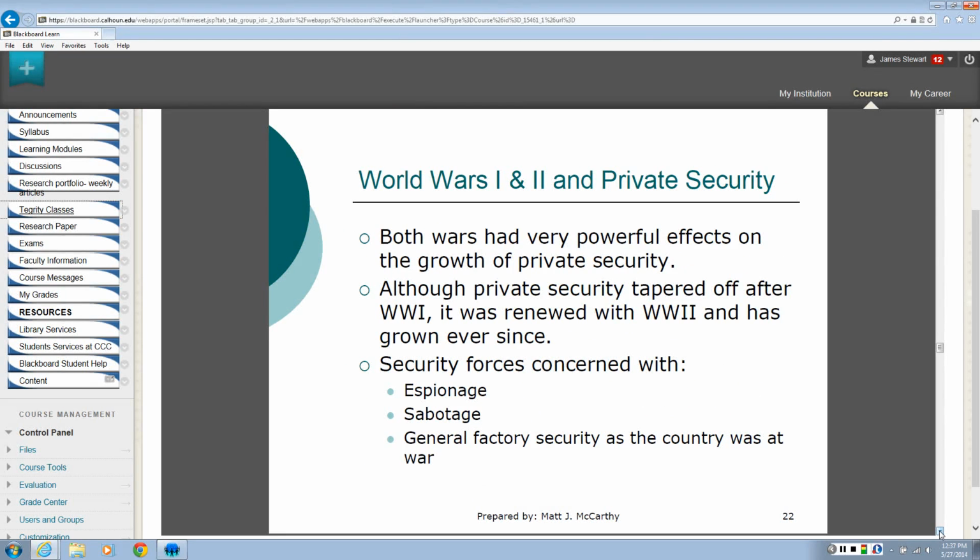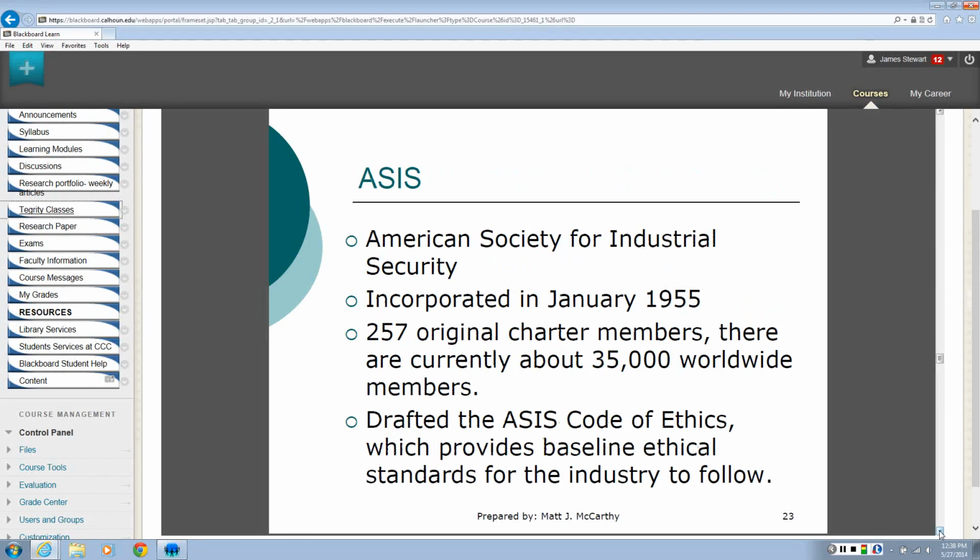Also look at the connection between World Wars I and II and private security, and how they had an influence on security: how we began to use private people to gather intelligence, because there was no way for the actual official, publicly paid people to gather some of that intelligence. And also how we began to secure certain aspects and facets of our country with private security during those times.